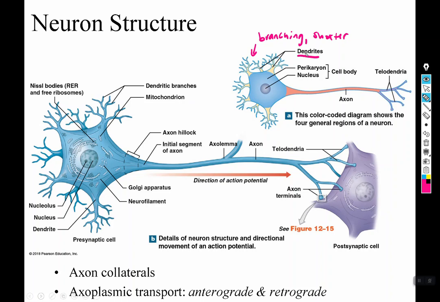And dendra, that root means tree. So the dendrites are named because of their resemblance to trees. Hence, dendrite or dendritic. The area of the cell body that is around the nucleus, so the cytoplasm around the nucleus, is called the perikaryon, and then the nucleus plus the perikaryon makes up the cell body.